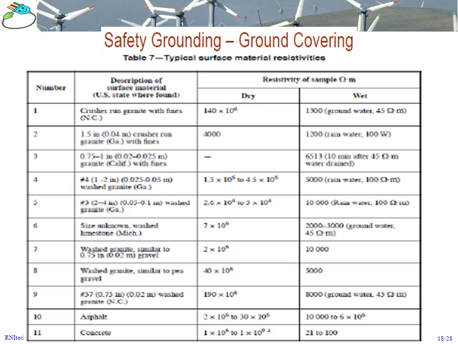Another step in the design is the choice of materials or ground covering you use to enhance the level of step and touch voltage limits within the vicinity of the station. The typical one used is crushed stone. Crushed stone has an average resistivity of 3000 ohm meter.